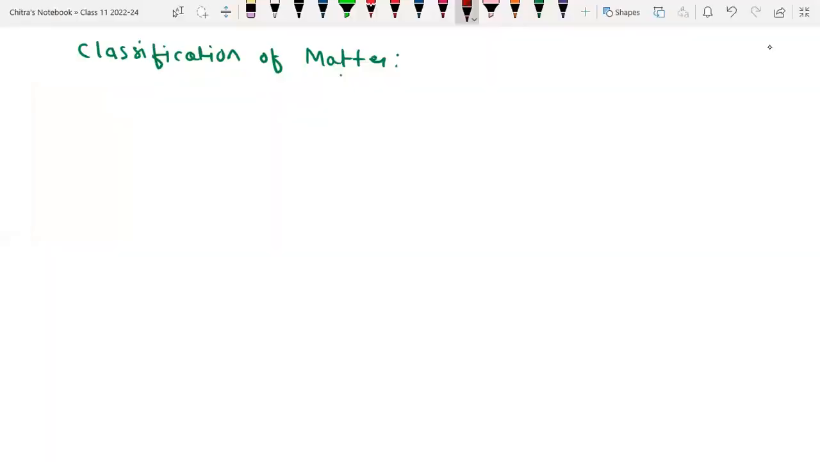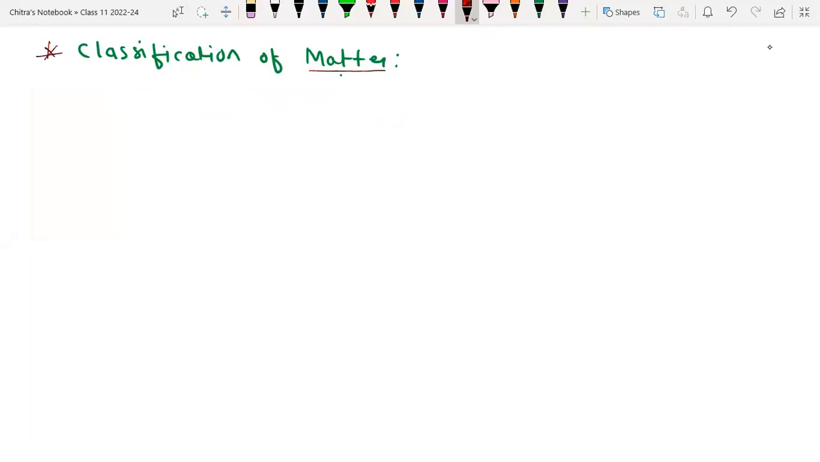Hello everyone. Today we are going to start the new topic of our chapter called some basic concepts of chemistry. So today we are going to start classification of matter. It is again going to be very important. We have already gone through what matter is in our previous standard also and in previous classes also, like anything which has mass and volume is called matter.